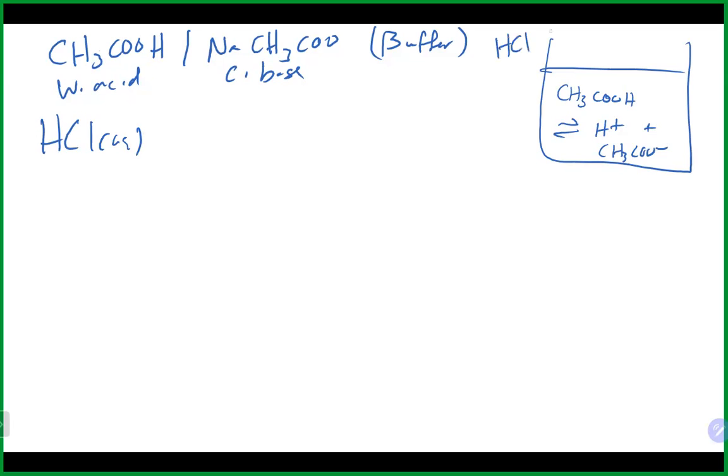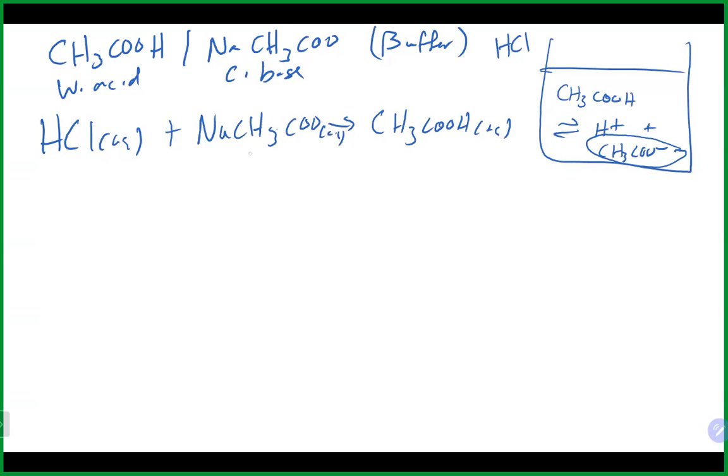the HCl will actually react with which part of the buffer, the acid part or the base part? It will react with the base part of the buffer. It's an acid-base reaction, right? So what will happen is the HCl will find the base part of the buffer, which is sodium acetate, and it will produce some acetic acid in a double displacement reaction. And some sodium chloride in this case.